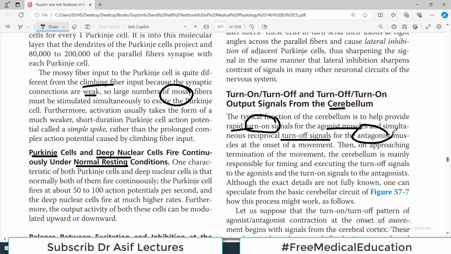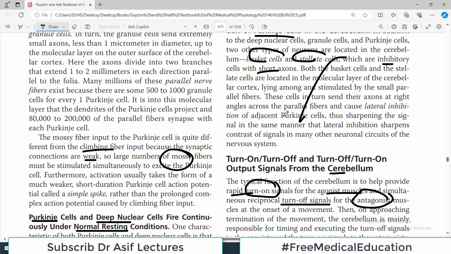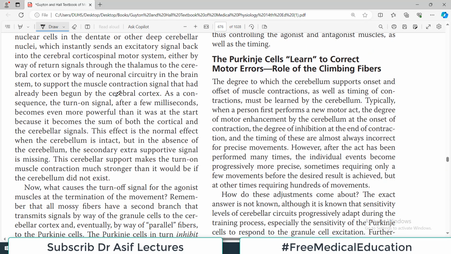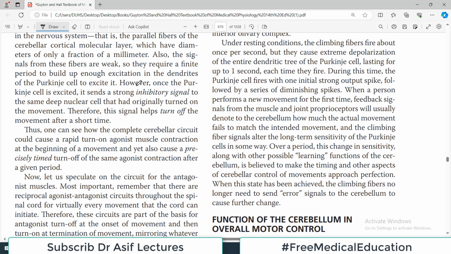You know the whole antagonistic muscle theory: if this is your arm, here are the biceps. If they have to contract, then the triceps, which are present at the back of the forearm and arm, have to relax. That is why it is called antagonistic. One side of the muscle contracts, the other side relaxes. And this is done by the cerebellum very nicely. Okay, so all these details are basically the same thing.